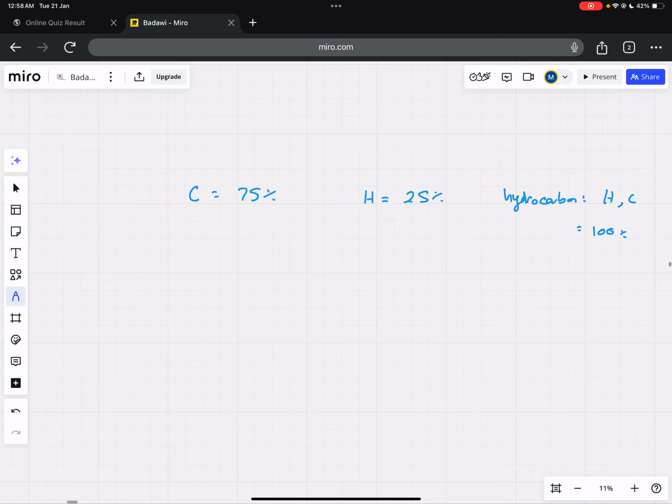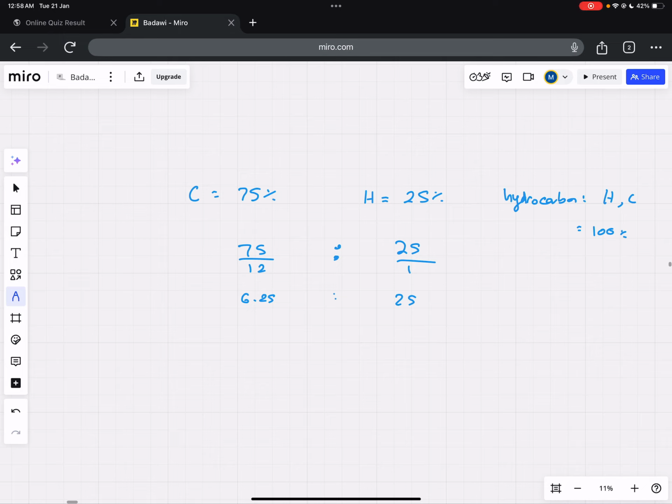Next, what I will do is divide by the molar mass. So 75 divided by 12 and 25 divided by 1. Okay, I want to find the ratio of carbon to hydrogen. 75 divided by 12, I'll get 6.25. And here I will get 25.